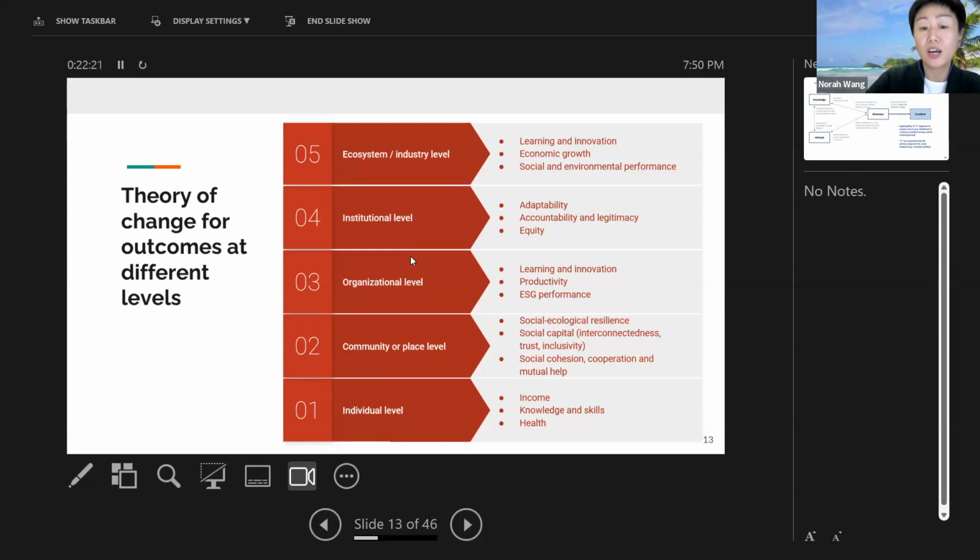Are we trying to bring about organizational level change, or are we trying to bring about institutional change, for example, policy change, or are we going to initiate ecosystem change? So for different types of changes at different levels, we need to have very different imagination of theory of change. We need to have very different imagination of antecedents, like independent variables that lead to ecosystem change, institutional change, or organizational change, right? So I really would like to broaden our thinking a little bit here.